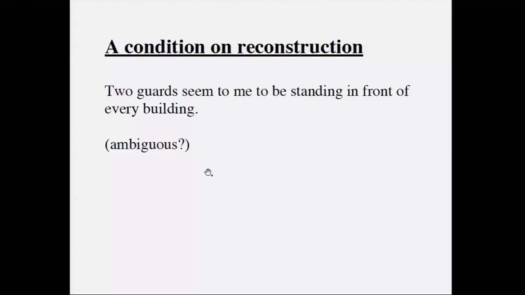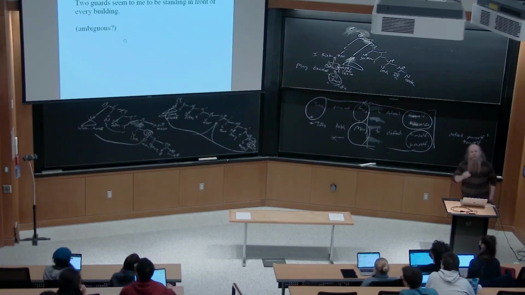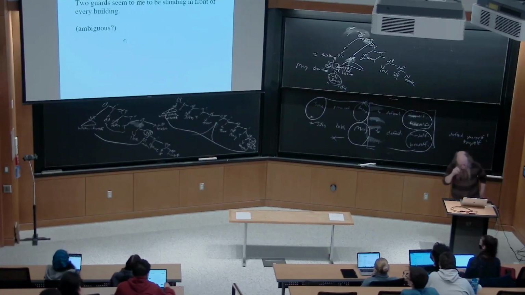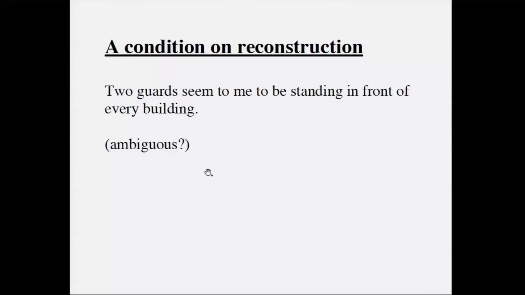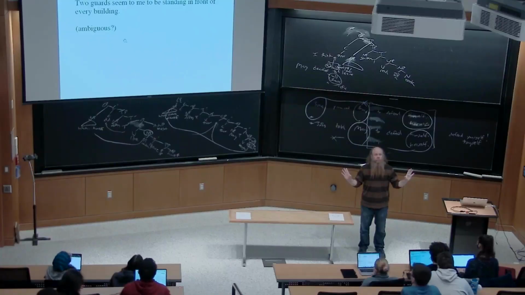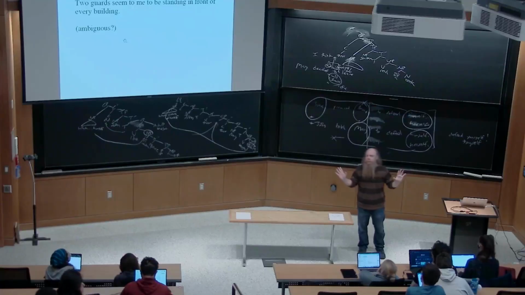We have 15 minutes left. And I don't think I can do this next thing in 15 minutes. It involves guards. No, maybe I can. Let's start at least, and then this will give you something to think about until we get to Thursday. So consider this sentence: "Two guards seem to me to be standing in front of every building." Is that ambiguous? Yeah, it's ambiguous in the familiar way, right? It either means each building is guarded by two guards, as far as I can tell, or there are two really weird guards guarding all the buildings at once. Yeah, it has those readings at least.